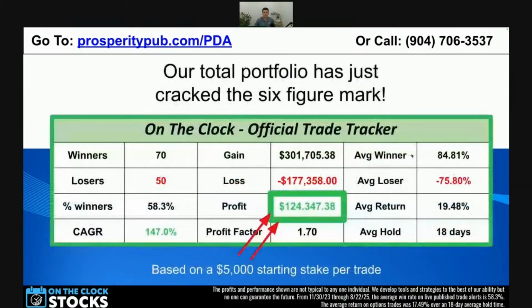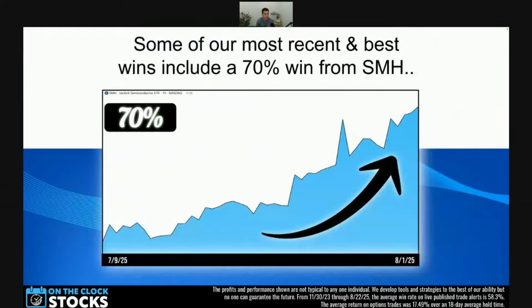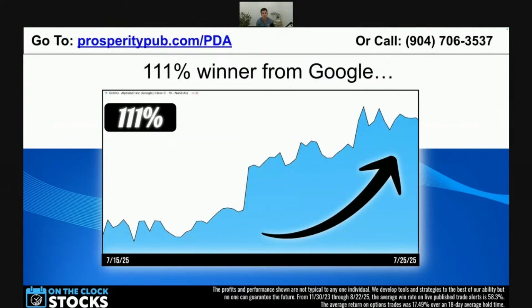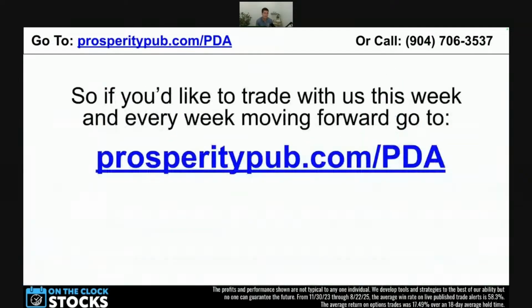But let's look at this even further. Our total portfolio, again, we've been doing this for about 2 years. It's cracked the six-figure mark in profits. So it's not just that we're crushing it recently. We've been doing very well over a long time. That includes 70% on SMH, 111% on Google, 100% on DocuSign.